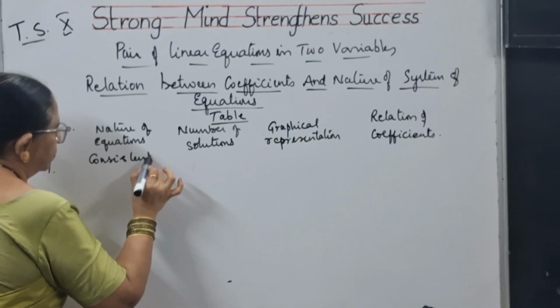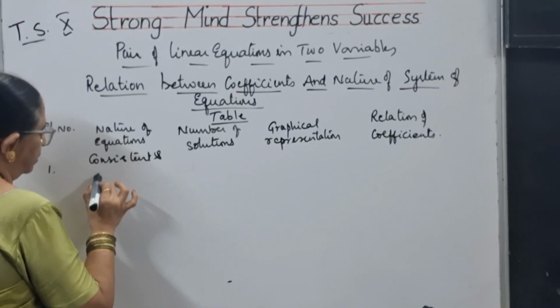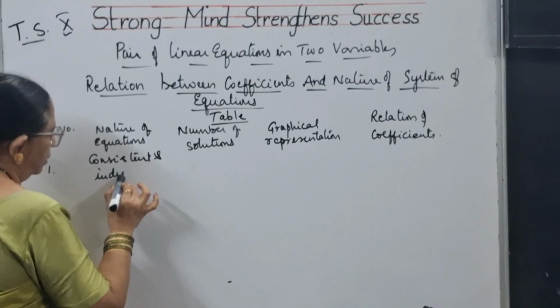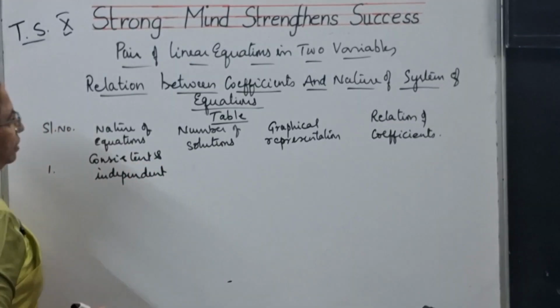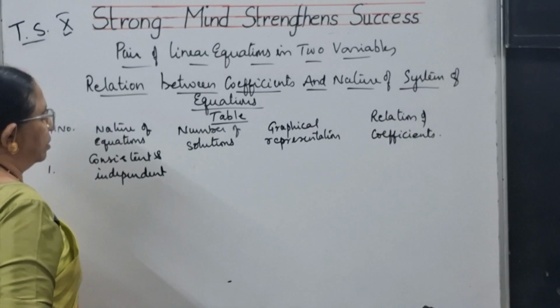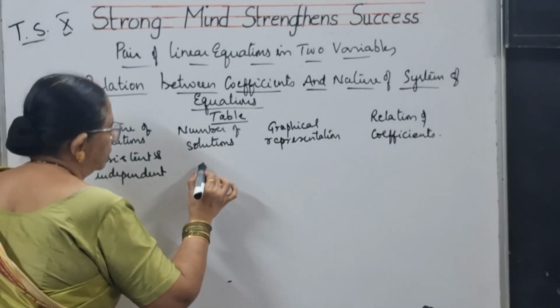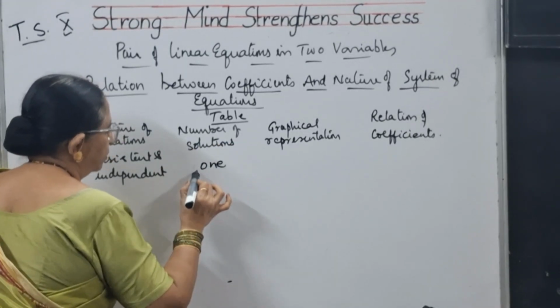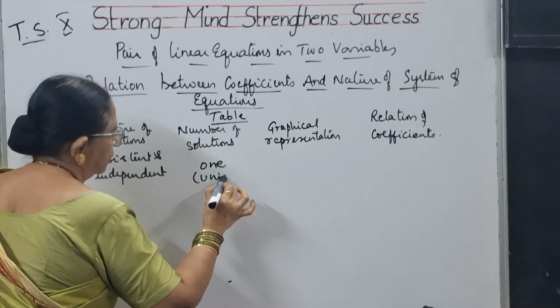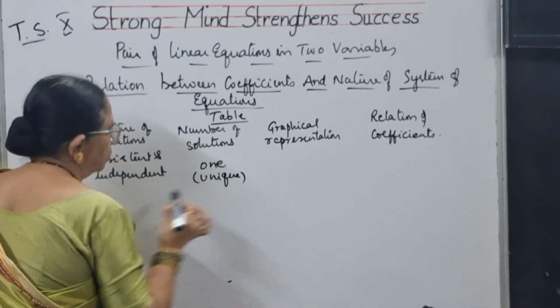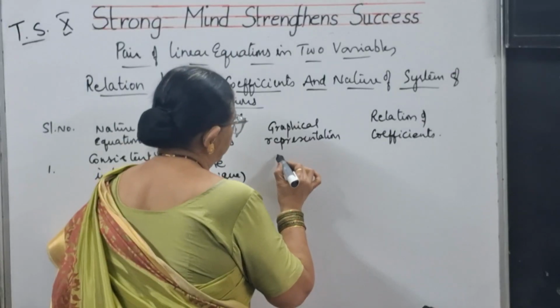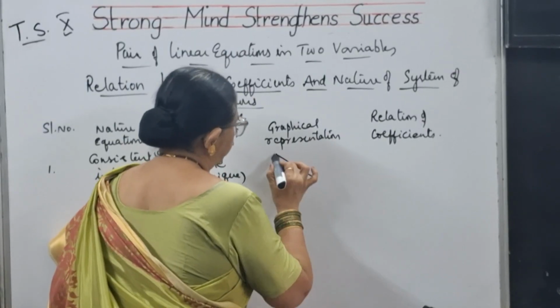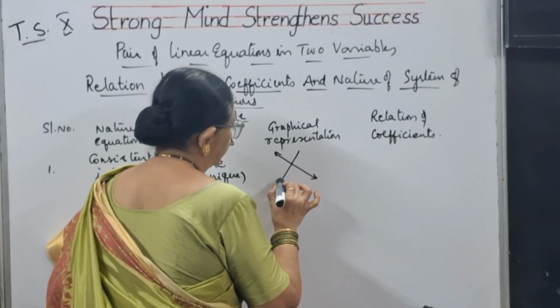consistent and independent. Consistent and independent equations. How many number of solutions are there? Only one. We call it as unique solution. Only one solution. Graphical representation, you will be representing them in this way.